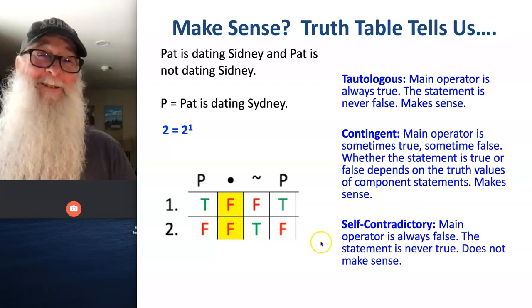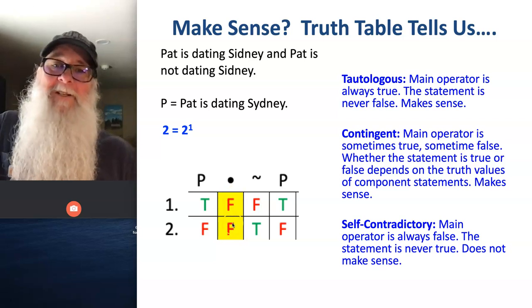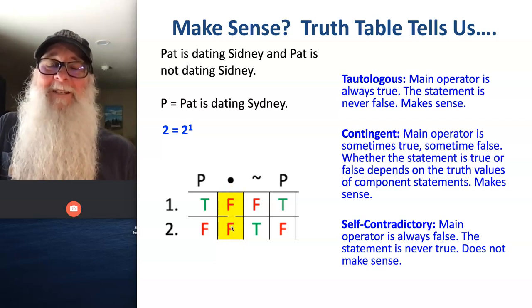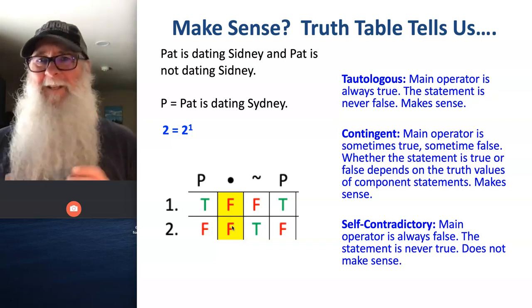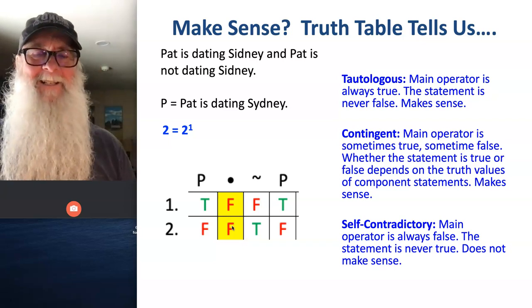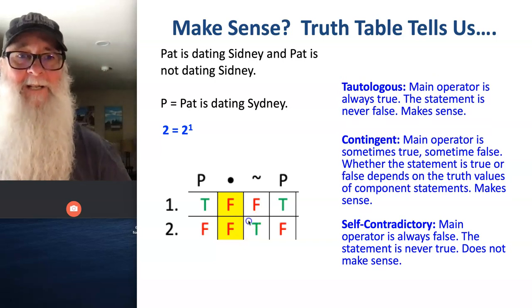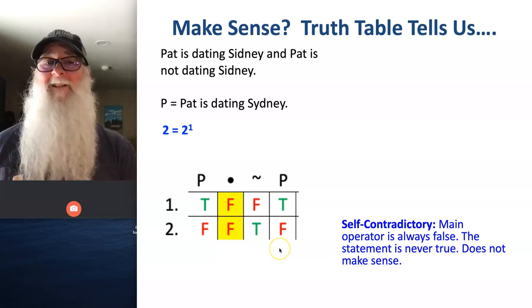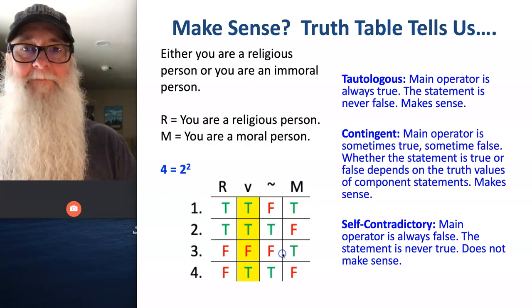The second statement looks different, though. In this statement, again, we have just two lines in our truth table, and on both lines underneath the main operator, the statement is false. This statement can never be true. And again, it kind of makes sense, right? Either Pat is dating Sydney or Pat is not dating Sydney. So it can't be the case that Pat is dating and not dating Sydney. All right, so this tells us this statement is self-contradictory. It makes no sense. It can never be true.